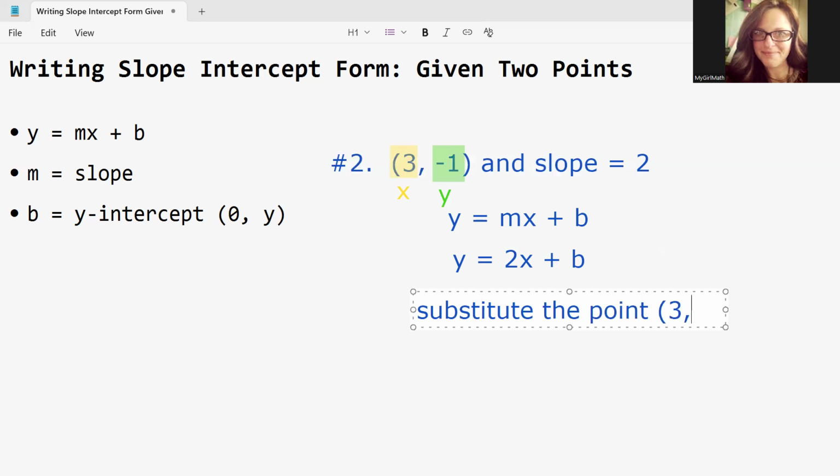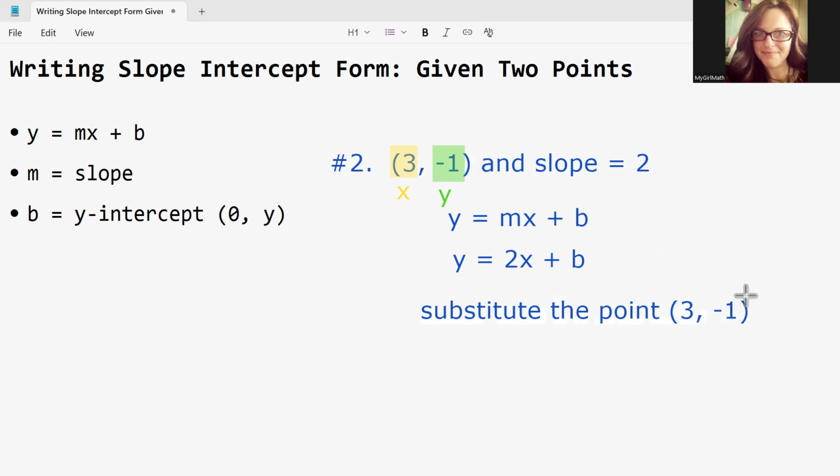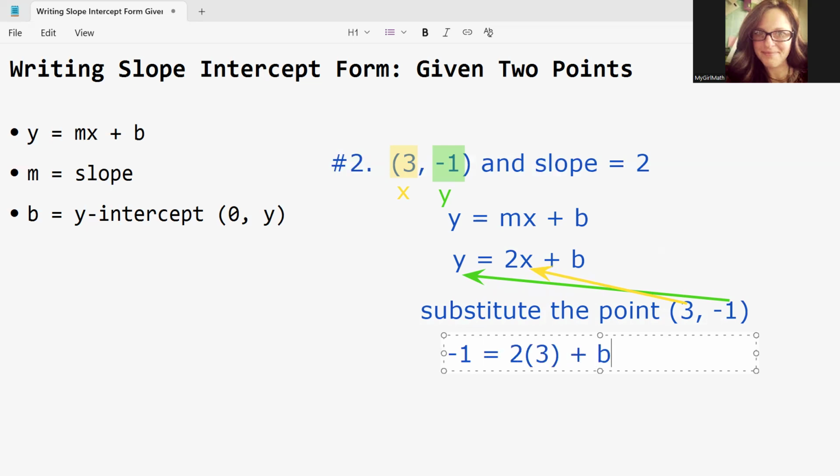3 is x, y is -1, and we'll substitute that into our equation. -1 goes in for y, and 3 goes in for x. Now we will have numbers substituted in for all of the variables except for b. Now we can solve for b.